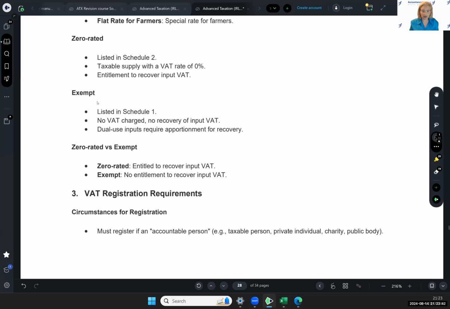Exempt, we weren't allowed to charge VAT, so there was no VAT. And because there was no VAT charged, it was an exempt supply, we have no VAT recovery. Okay, very, very important.